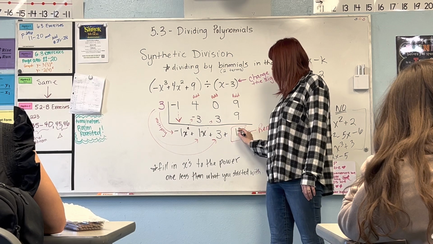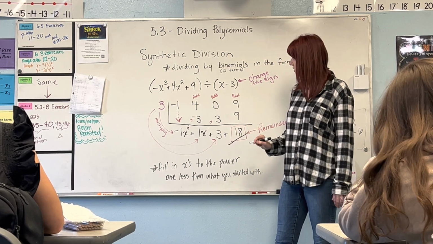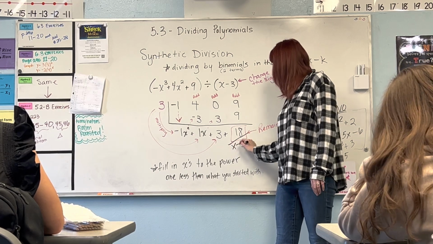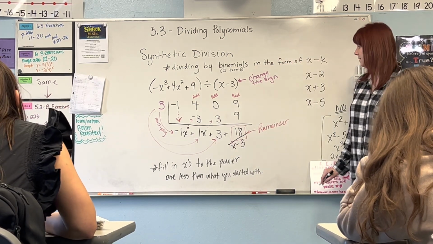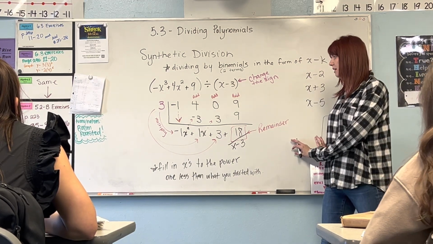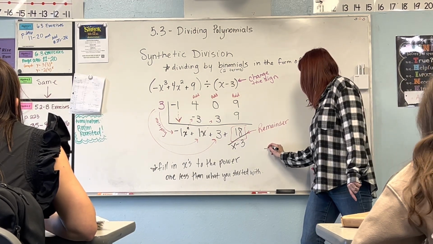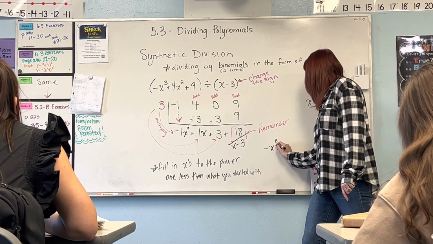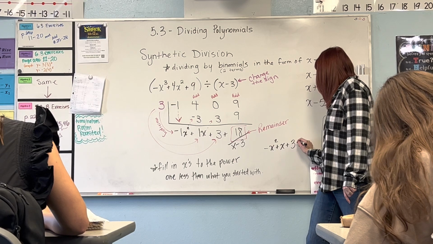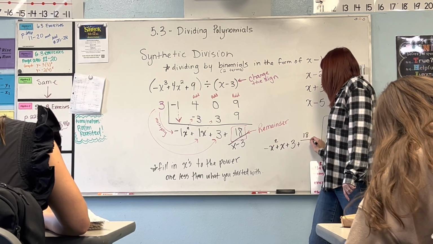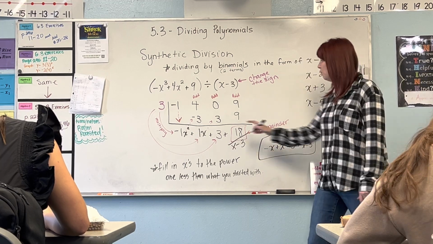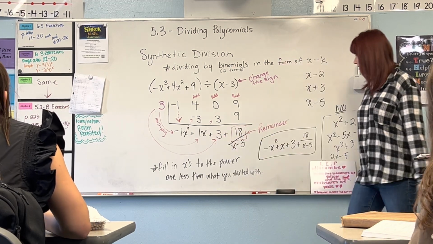This is our remainder. What do we do with the remainder? Put it over a fraction, put it over the divisor, which is x minus 3. So that would be -x squared plus x plus 3 plus 18 over x minus 3. And remember, when you run out of x's, you should have a constant term.